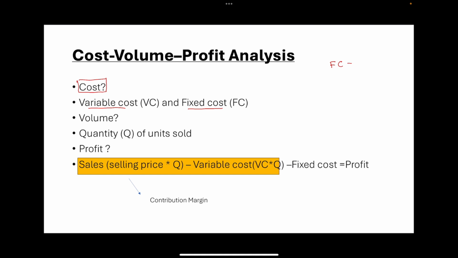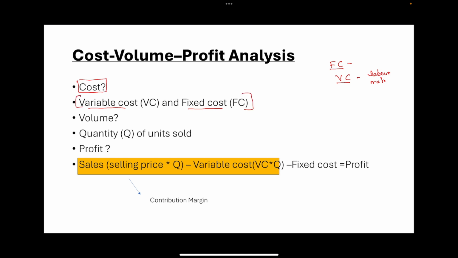And also for producing one unit, it needs to incur variable cost, like the cost of labor, then the cost of material, like that. These are called variable cost. So the cost consists of fixed cost and variable cost. Okay, so these are the components of cost.